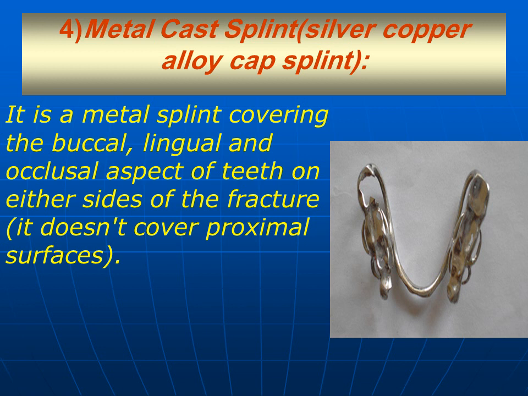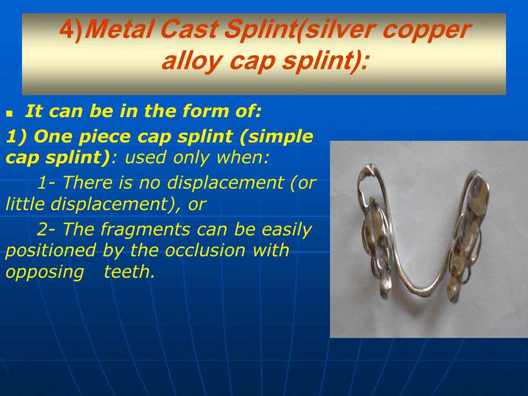It is a metal splint covering the buccal, lingual and occlusal aspects of the teeth on either sides of the fracture. It does not cover the proximal surfaces. Therefore, it's only from the buccal and lingual side. It can be in the form of either one piece or two pieces. One piece cap splint or simple cap splint used only when there is no displacement or little displacement of the fractured segments. The fragments can be easily positioned by the occlusion with the opposing teeth.